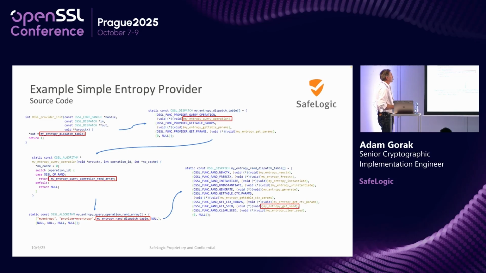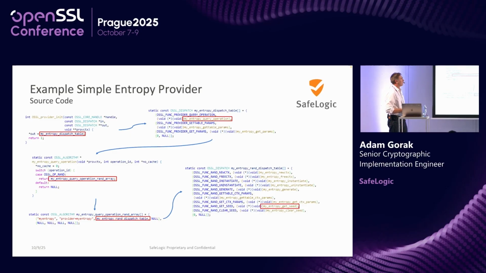This slide presents crucial parts of the provider unit file. First of all, we've got the init function. In our case, this function is very simple. It just sets the reference to the provider dispatch table to the out parameter, and that's it. In the dispatch table, we have a reference to the query function. The query function indicates the operations that are supported by the provider. In our case, it's just a seed operation.